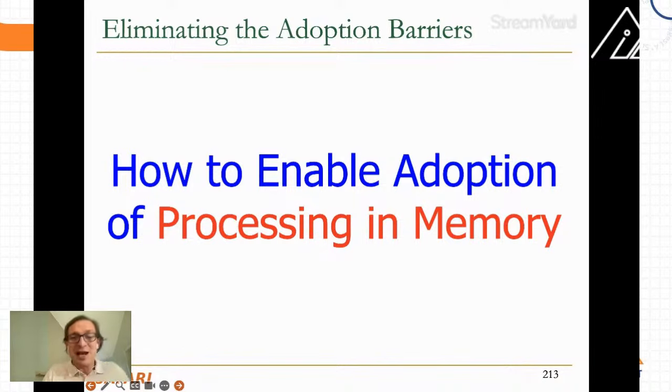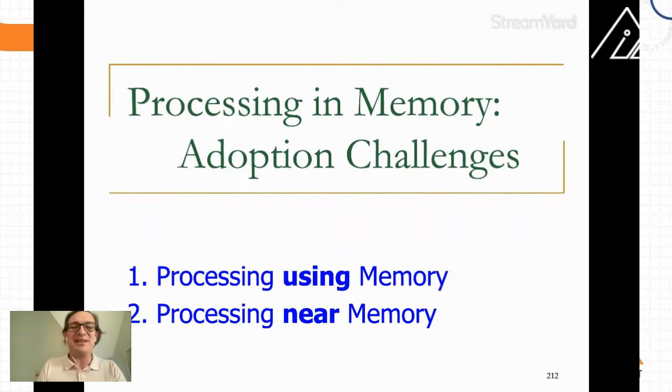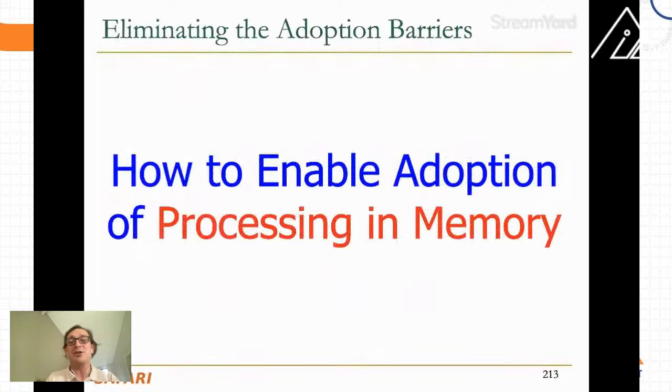Okay, now we're going to take another switch of gears. I've talked about processing using memory. I've talked about processing near memory. I said that these need to be combined, and there need to be more works coming for combining them. Actually, we're looking into that, and we encourage other people to look at that also. Now let's talk about adoption a little bit.